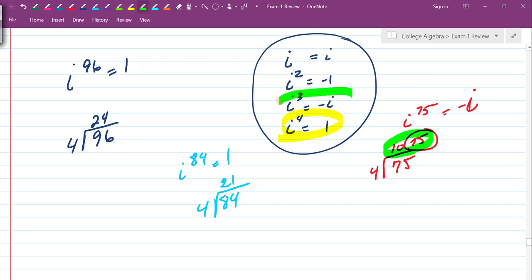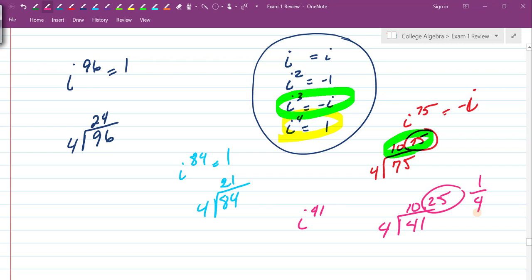Let's look at 41. So if we said i to the 41, that would be 41 divided by 4. So you go 41 divided by 4, and that is 10.25. 10.25. So .25 is the same thing as 1/4. So that means we're going to be looking right here at i. So i to the 41st is equal to just i.